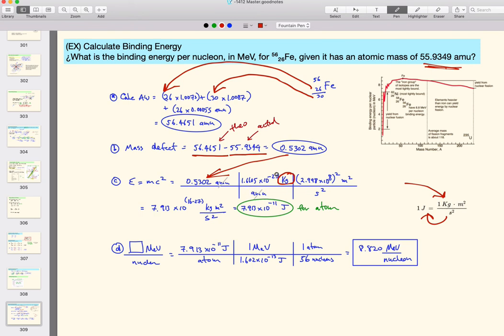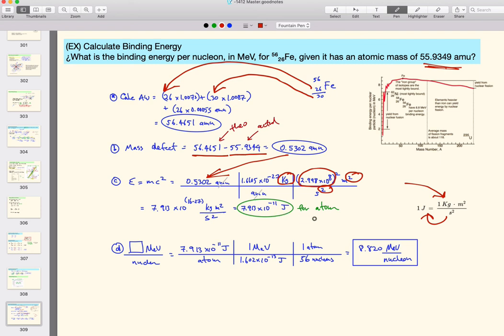So I'm going to convert AMU to kilograms. And then what? Multiply it by the speed of light squared. So if you square the number, 3.8 times 10 to the 8th meters per second, if you square the number, you have to also square the unit. And when we multiply all of that out, we wind up with 7.9 times 10 to the minus 11th kilogram meters squared per second squared, which is the same as joules.